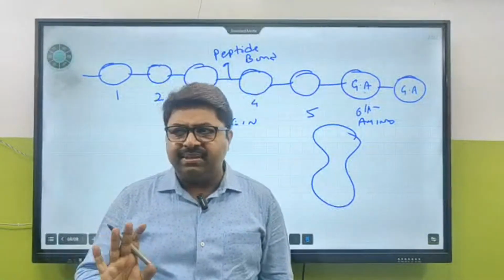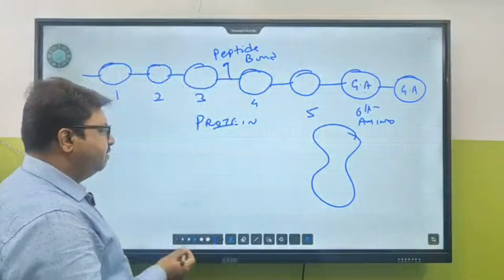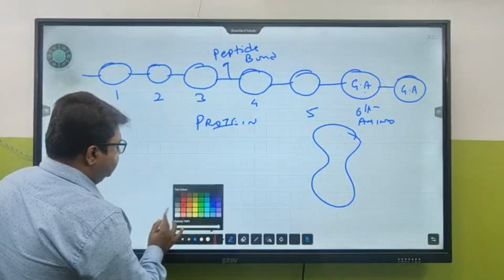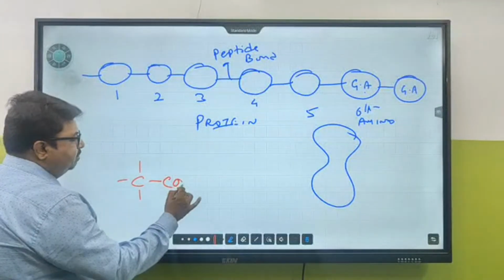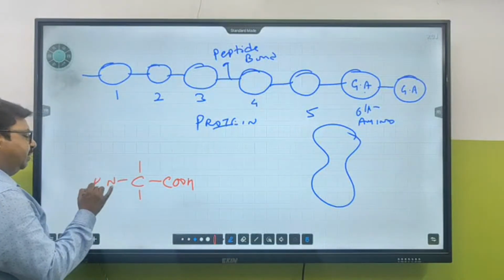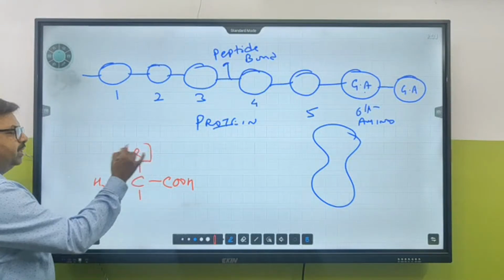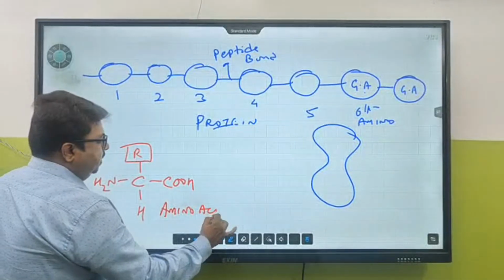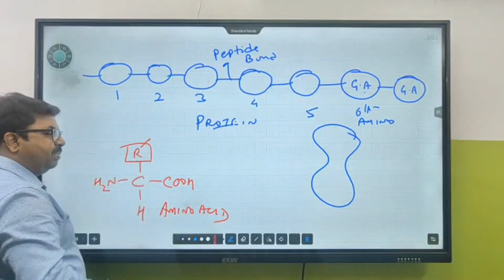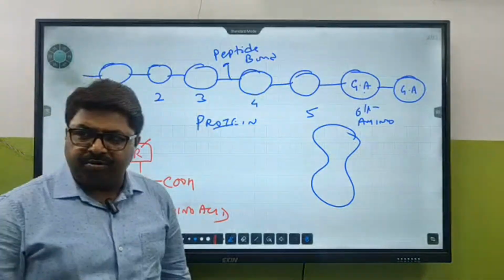Remember how it forms? Water is released. Remember, we have taught this in class 11. Carbon is having 4 arms. At one arm, it is having COOH. On another arm, it is having NH2, an alkyl group on the other arm, and hydrogen. So this is the structure of an amino acid. Which one is the variable one? The alkyl group. Do you remember?